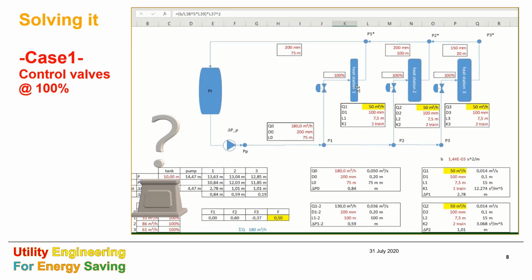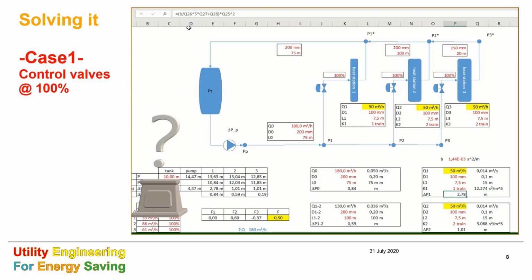The heat station number 1, so the heat exchanger, for which we have guessed a Q1 value. It's not important if it's not correct. We put the diameter, we put the pipe length, and the K1. The K1 is the hydraulic resistance of the equipment, which is given by the vendor. In this case, there is only one train, and this value is 12,274 square seconds divided by meter to 5.